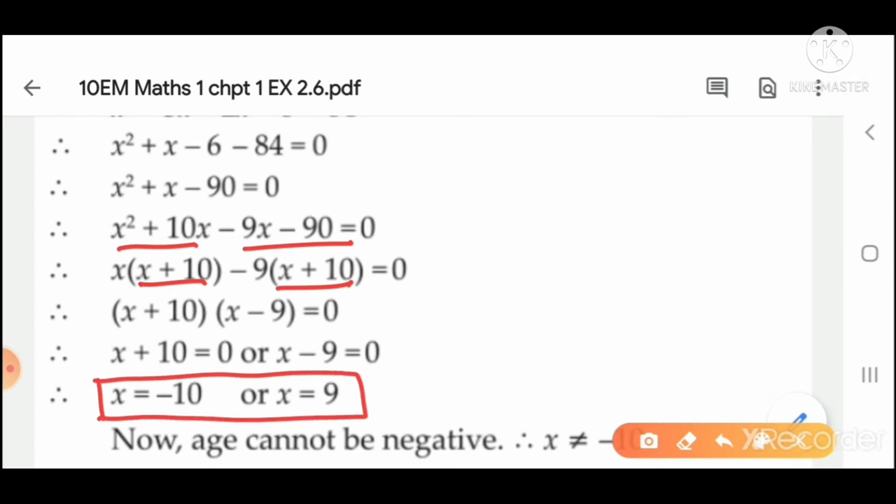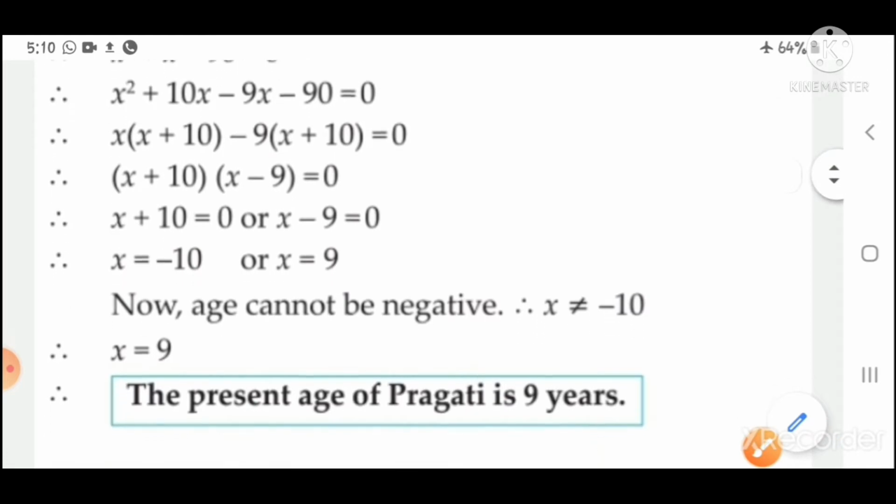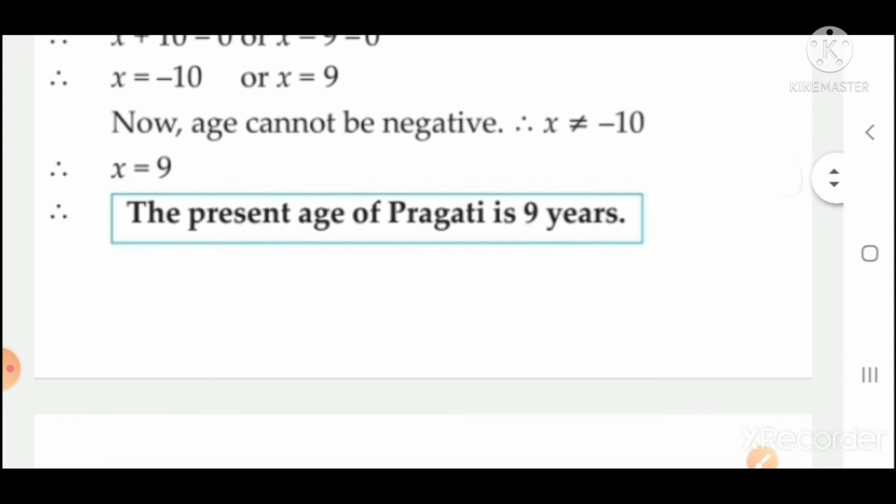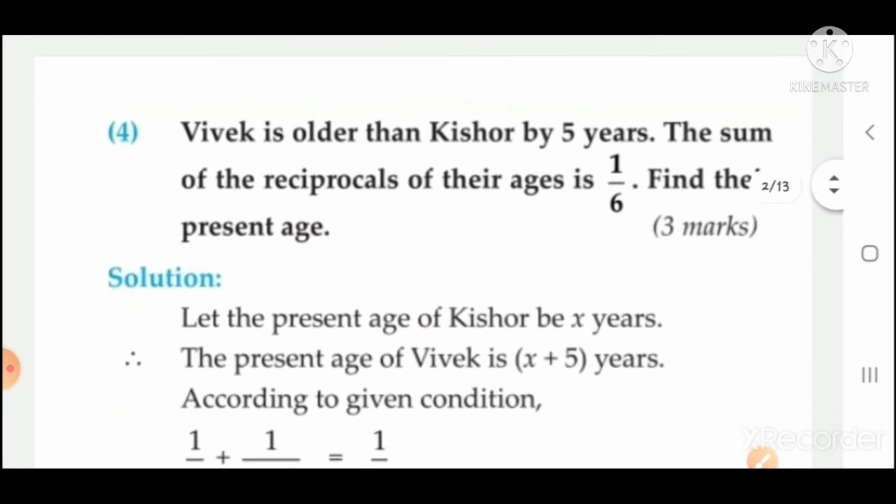So age cannot be in negative, age कभी भी negative में नहीं हो सकते. So therefore the age cannot be negative. So therefore x is equal to 9 we will consider. So the present age of Pragati is 9 years. So is it clear with this kind of sum? Important sum. Okay. Now let's move further.